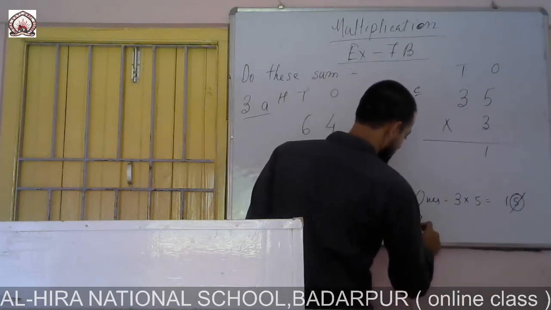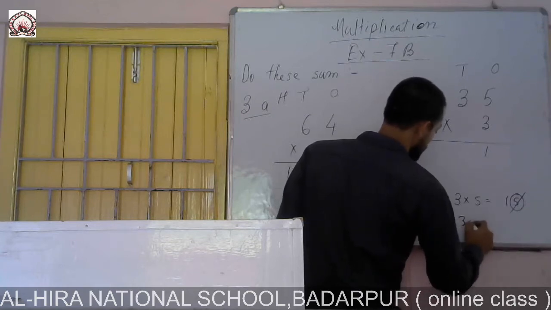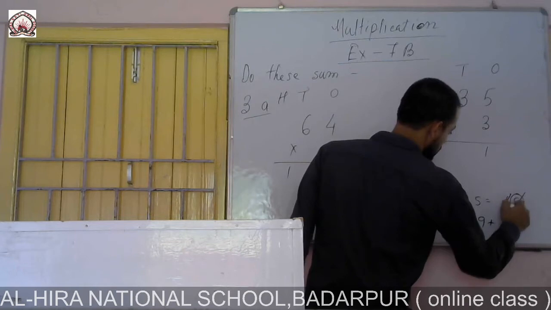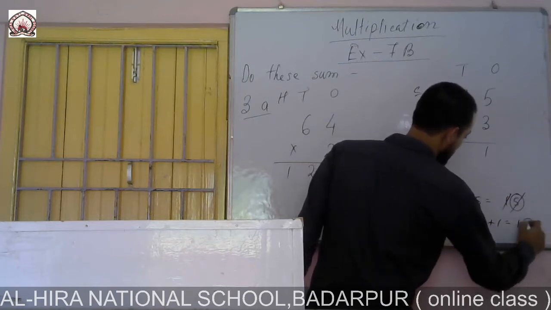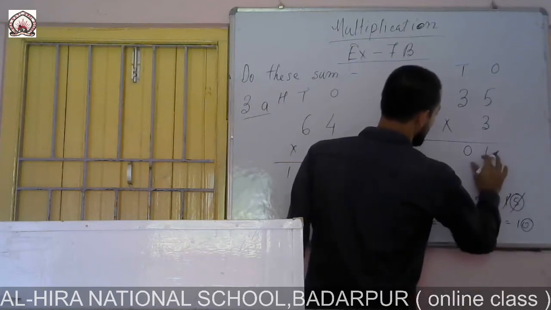So next we have to multiply the tens place. That means what? 3 into the tens place. That means 3 into 3 equals what? 9 plus 1. That is what? We will get 10. This 0 will come to the tens place. Sorry.